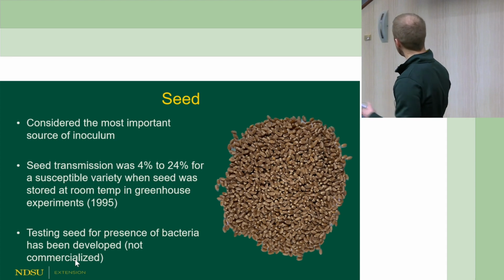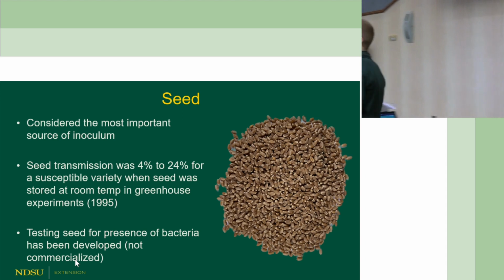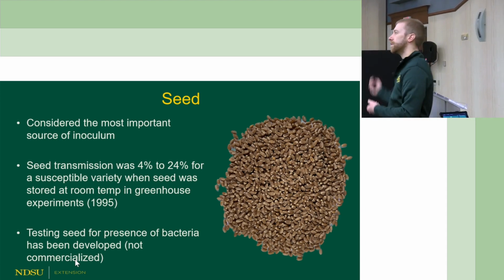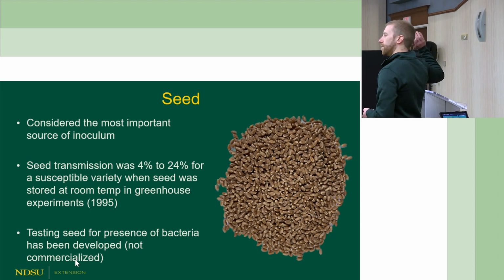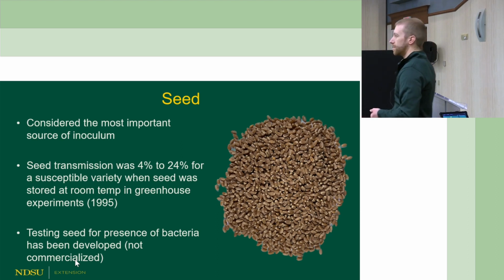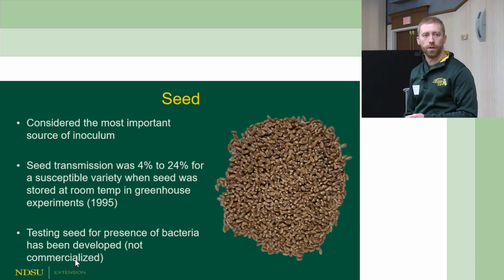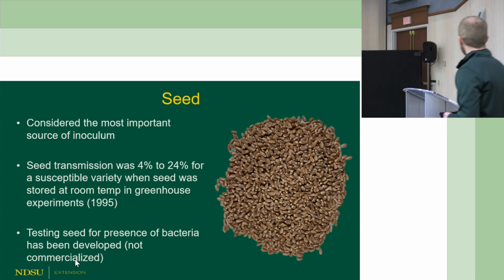And what they found is that 4 to 24% transmit. And how you can break this down is if you have 100 seeds, 4 to 24 of them is going to carry it into the next year, when it's given everything it needs from a perspective of conducive conditions on a susceptible variety. So what I'm saying is we have to learn a little bit more about how that looks up into the northern Great Plains.